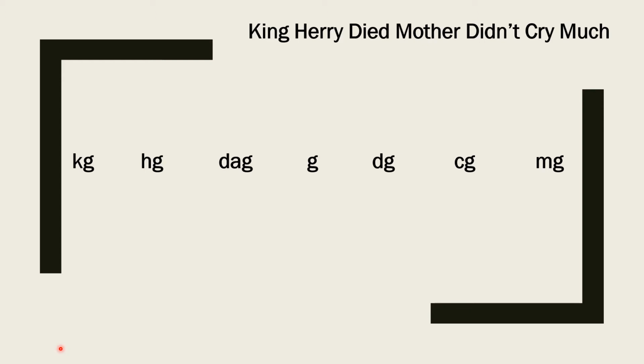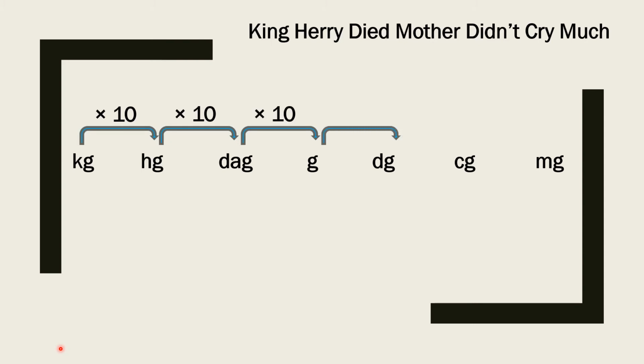Now, what if we need to convert these units into other units? So what will we do? Yes, very simple. If you need to convert higher units into lower units, you need to multiply by 10. For example, kilogram to hectogram, multiply by 10. Hectogram to decagram, multiply by 10. Decagram to gram, multiply by 10. Gram to decigram, multiply by 10. Decigram to centigram, multiply by 10. And centigram to milligram, again multiply by 10.